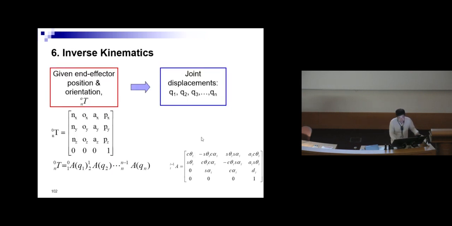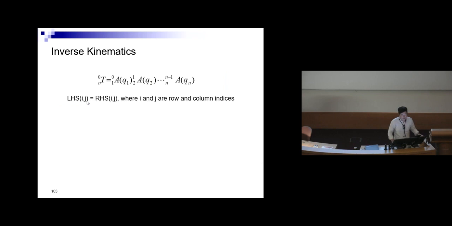So the inverse kinematics means that when you are given the transformation matrix and the end effector position, 0nT, you want to determine the joint angles. So you have this forward kinematics.